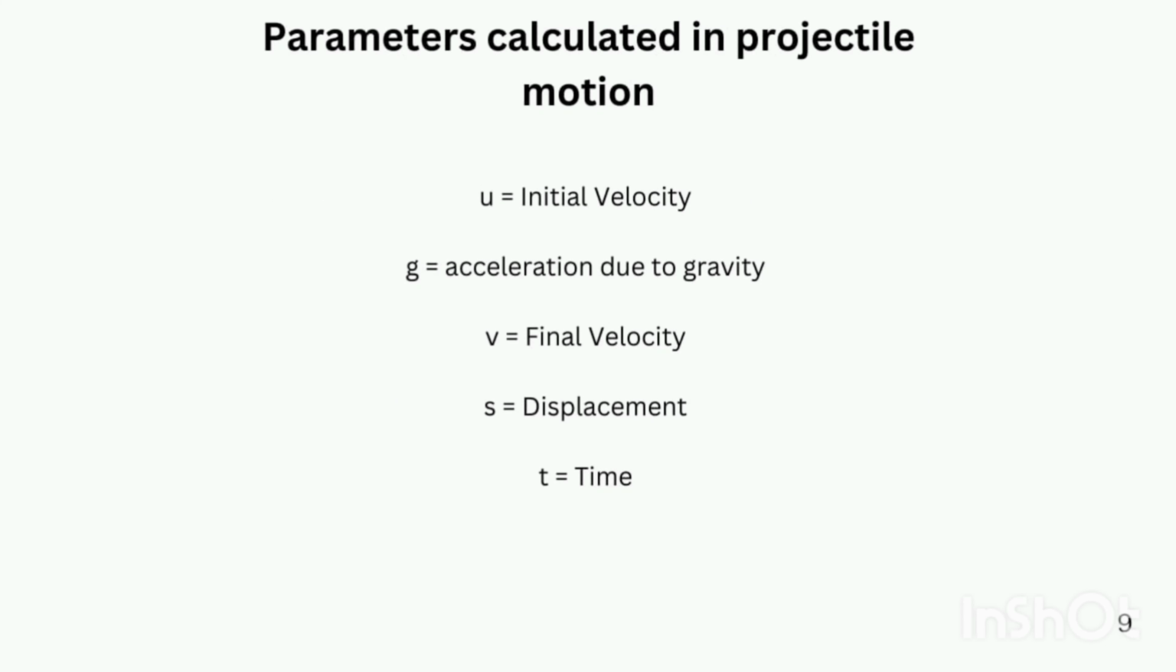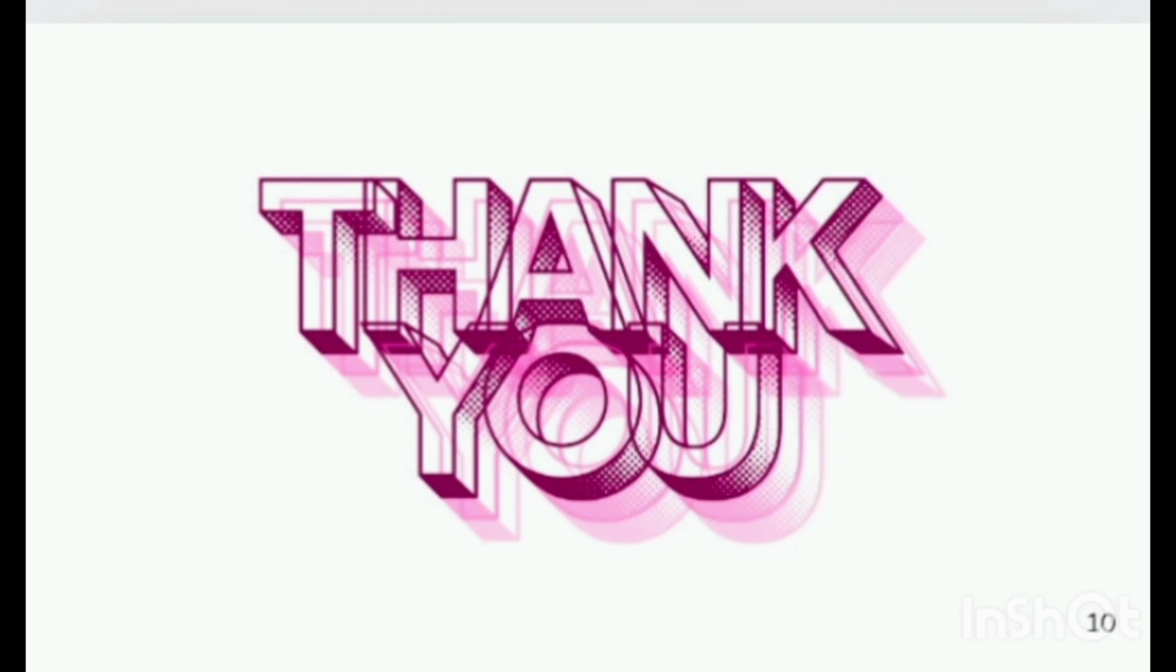The next question is, what are the parameters calculated in projectile motion? You can calculate initial velocity, acceleration due to gravity, final velocity, displacement, and time. These are all the parameters that can be calculated in projectile motion. So these are all about projectile motion.